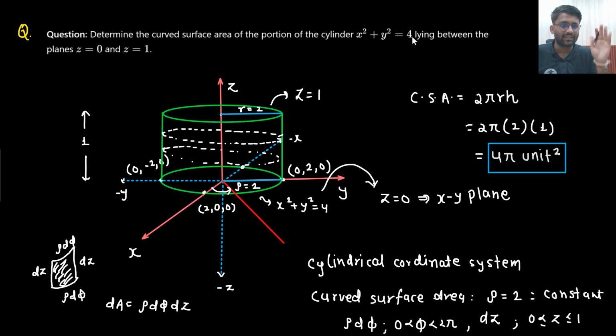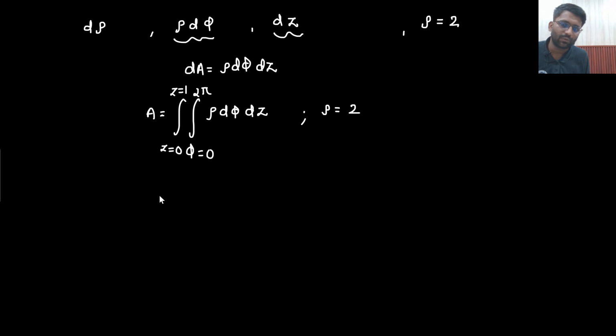A lot of students I have seen write x square plus y square equals 4, rho equals 4. Everything will be messed up. Okay? Don't make this error. Rho equals 2 is fixed, so 2 I can take outside. Both of the limits are constant this time.